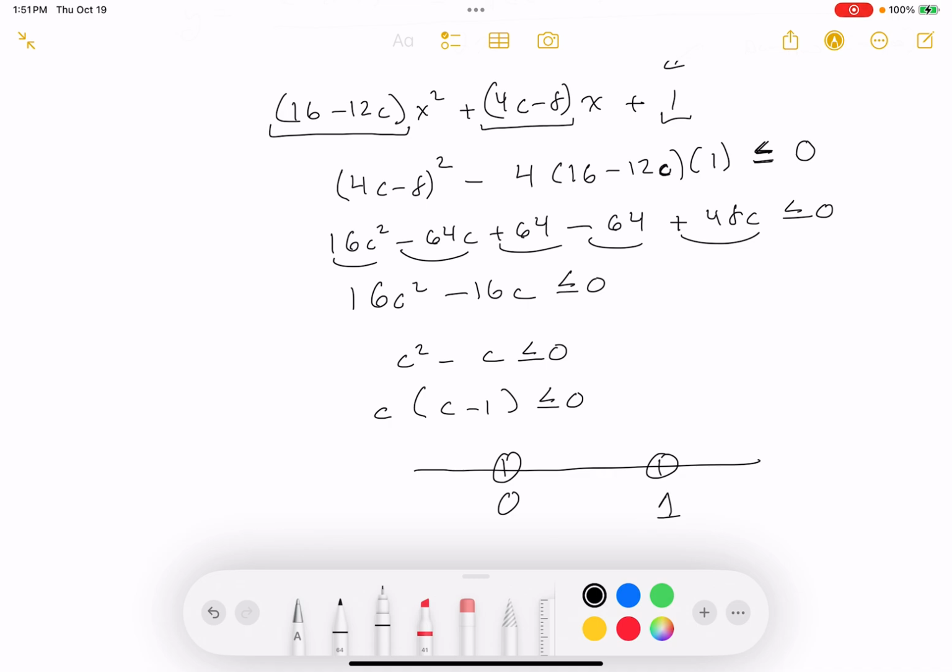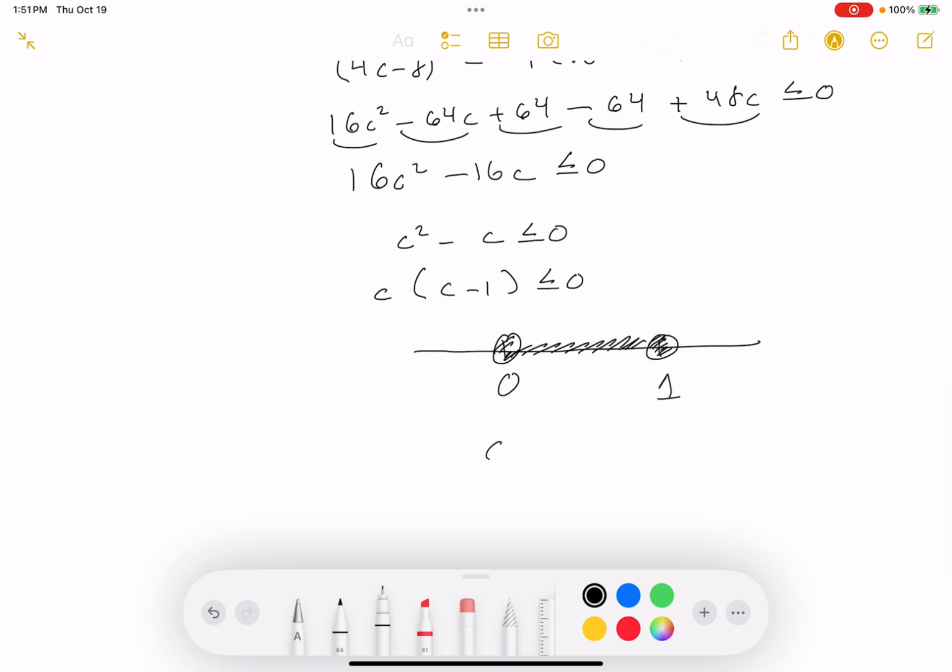Take some test values, like 2, plug it in. You get positive times positive, which would be positive. That doesn't get shaded in. Oh, by the way, the 1 gets shaded because it gives you 0. Between 0 and 1, I take a half, and you get a negative number there. That's certainly less than 0. If I go below 0, like minus 1, plug it in, I get a negative times a negative, which is a positive, and that doesn't work.